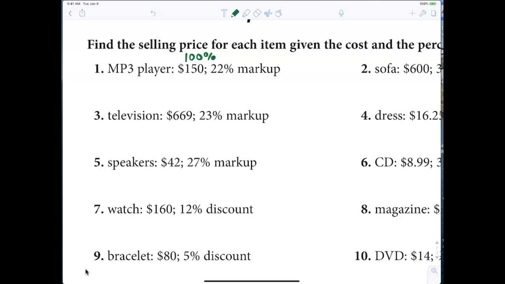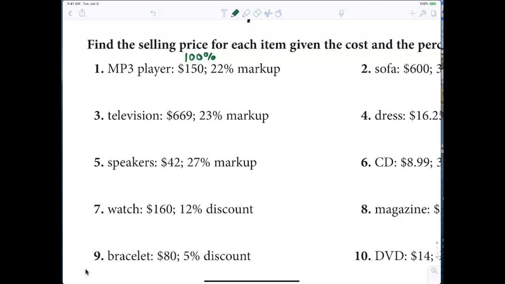If you pay $150 for something, you just paid 100%. Now you're going to sell it to your neighbor or your friend or somebody, but you're going to make a little profit. So you're going to sell it to them for something more than that. Now let's say you decided that you wanted a 22% profit. Now, who can tell me how I would find out what that price is?